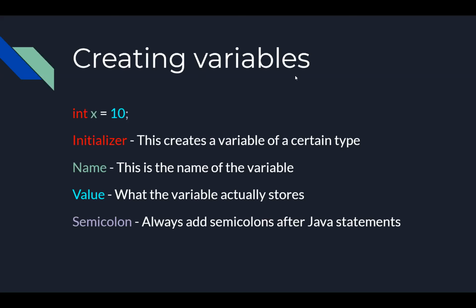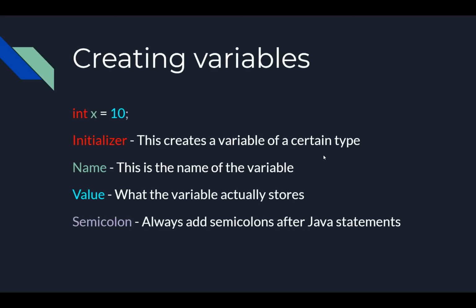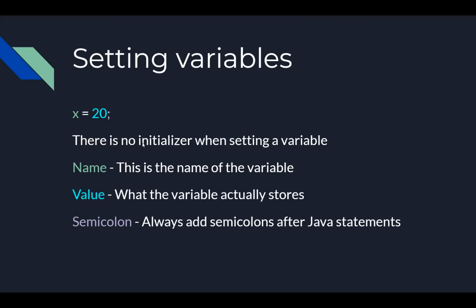Speaking of setting variables, it's a bit different. There's no initializer when setting a variable, because remember, the initializer creates a variable of a certain type. If you're not creating a variable but instead changing one, you shouldn't have an initializer. Then the name of the variable, you use this to say, I want to modify variable x. And the value is the same thing as the others. You should always have a semicolon as well.